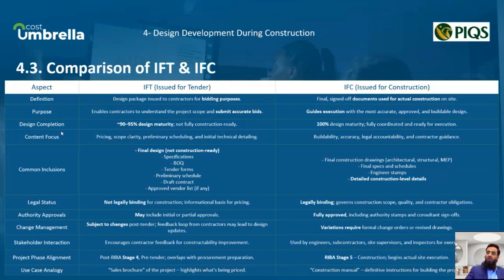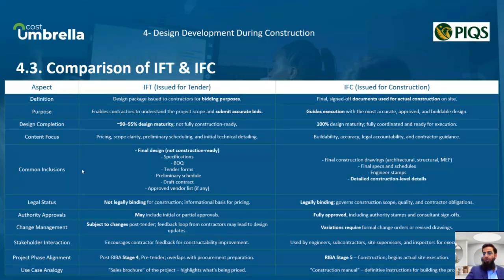The design completion at IFT stage is 90 to 95%, whereas in IFC it's 100%. Design is 100% mature. Looking at content focus, IFT focuses on pricing, scope, clarity, preliminary scheduling, and initial technical detail, whereas IFC focuses on buildability, accuracy, legal accountability, and contractor guidance.